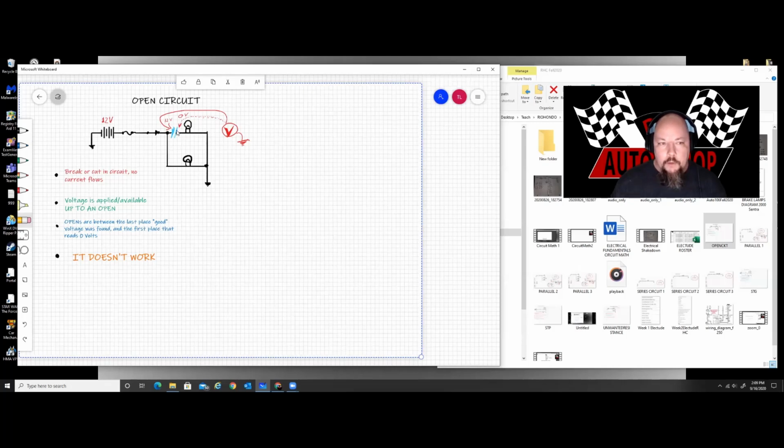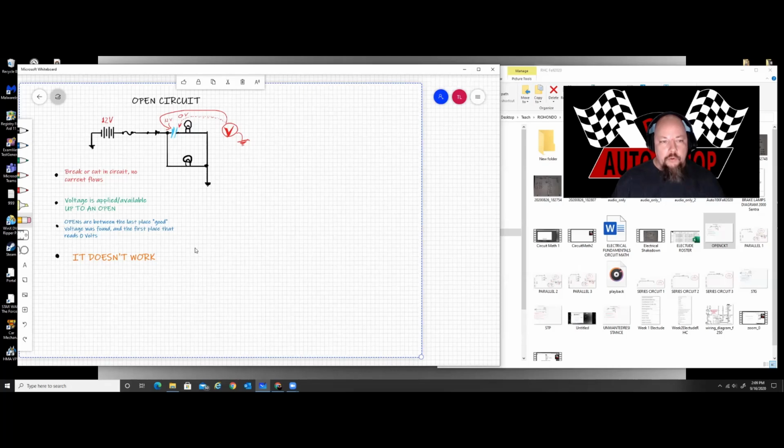All right. So again, it's a break or a cut in a circuit. No current can flow through there. Voltage is available up to my open, like this 12 volt reading I have right here. Opens are between the last place good voltage was found, right here, and the first place that it was lost, which is right here. That's where my open is going to be.